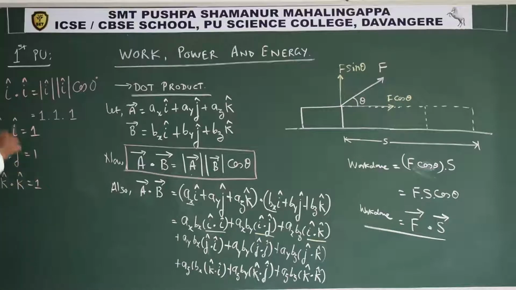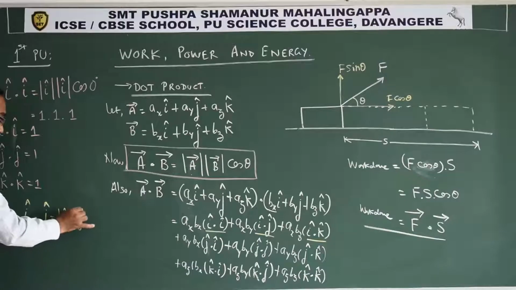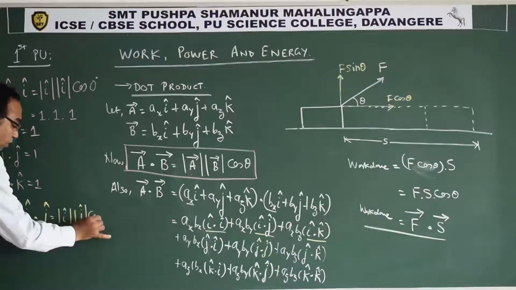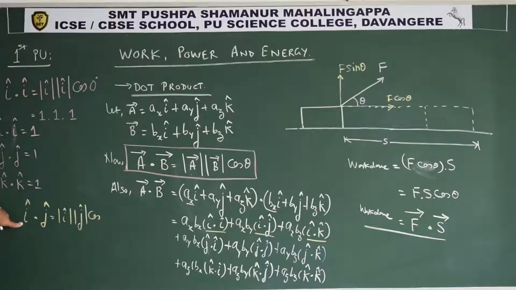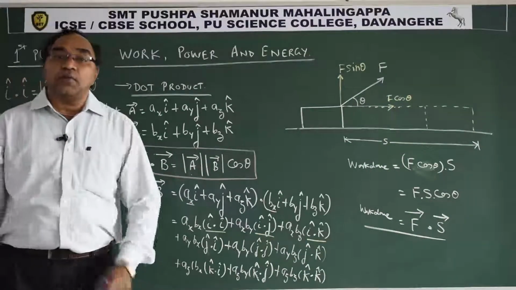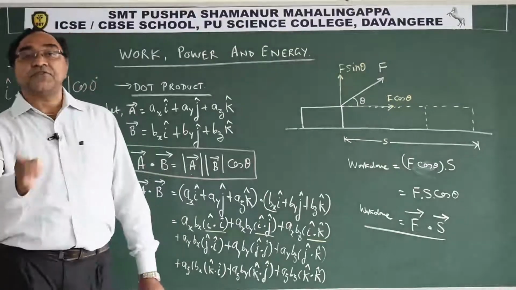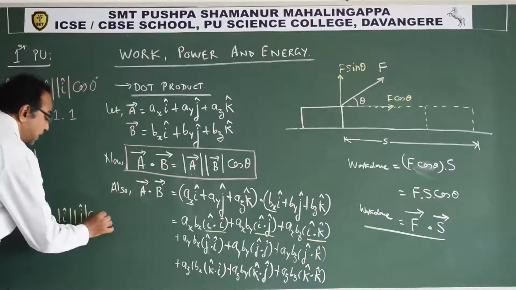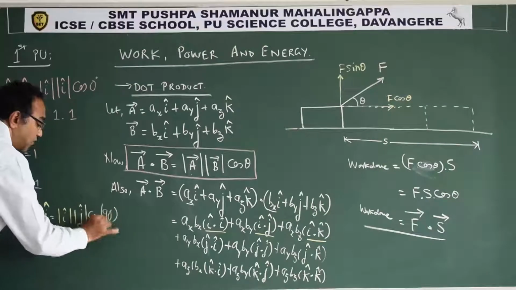Fine. Now what if the vectors are dissimilar? Dissimilar means i dot j. How much will this be? i dot j is magnitude of i into magnitude of j. Now what is i cap? It is a unit vector along the positive x-axis. j cap is a unit vector along the positive y-axis. So what is the angle between them? 90 degrees. Very right. Cos 90 is how much?